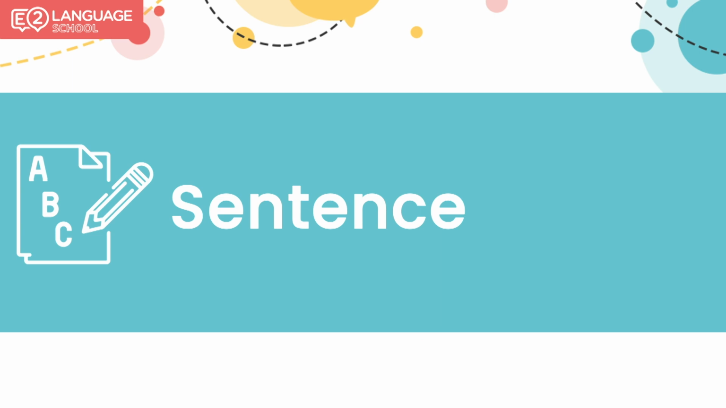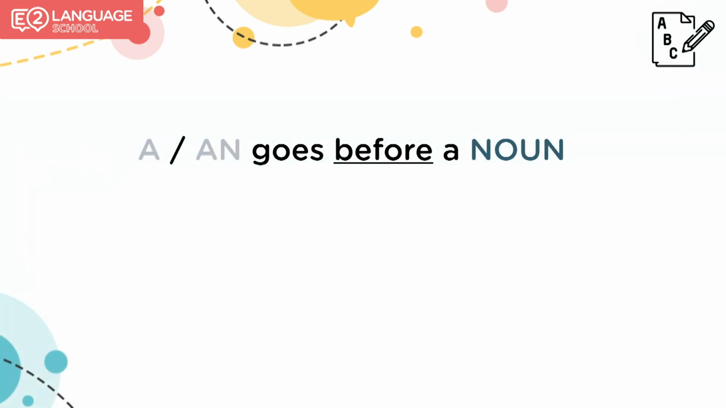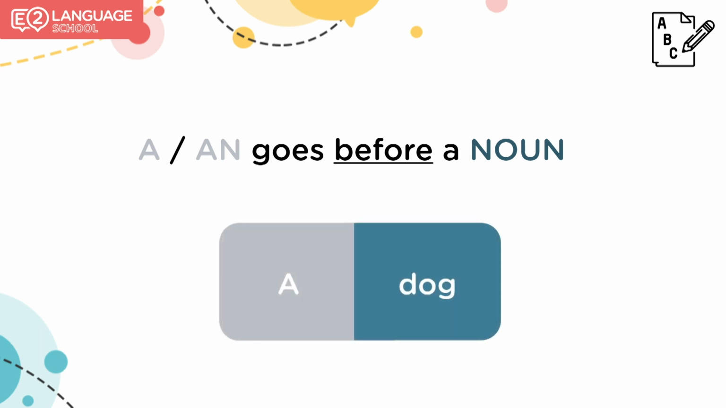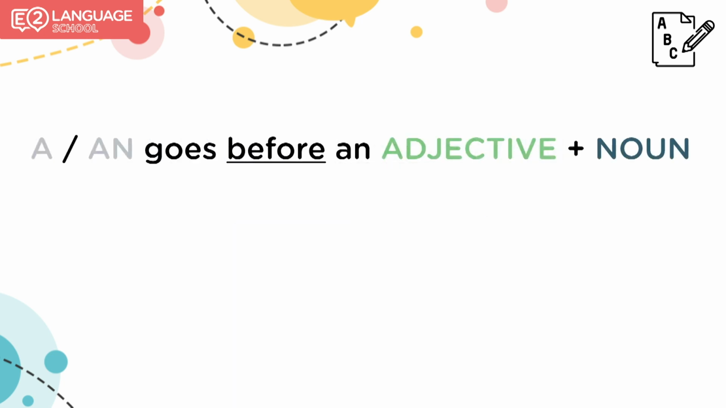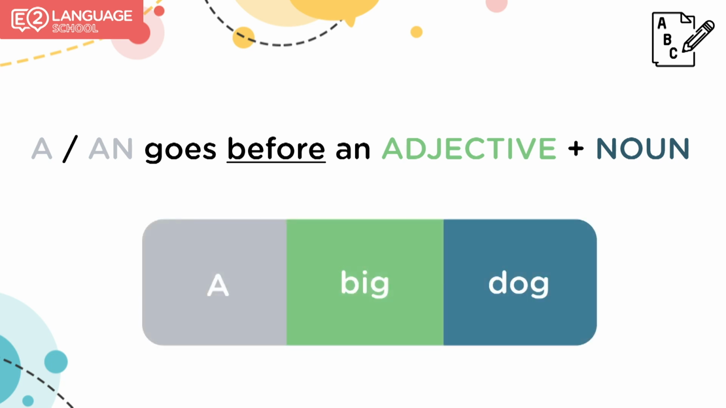Okay, let's move on to the second part of our lesson, which is how to use a and an in a sentence. So here is the rule. A and an goes before a noun. So a dog. Or we can put it before an adjective followed by a noun. A big dog.